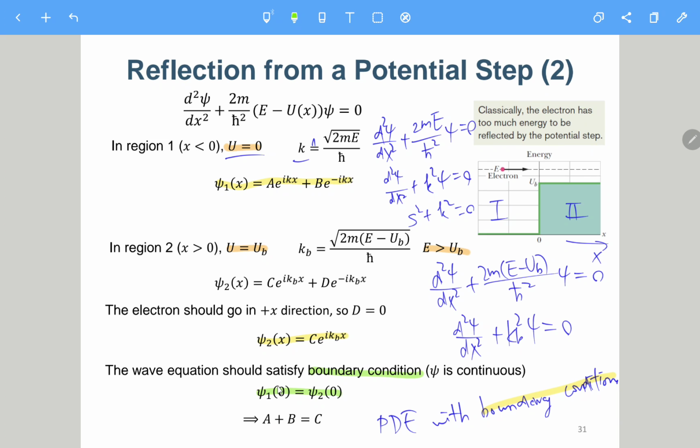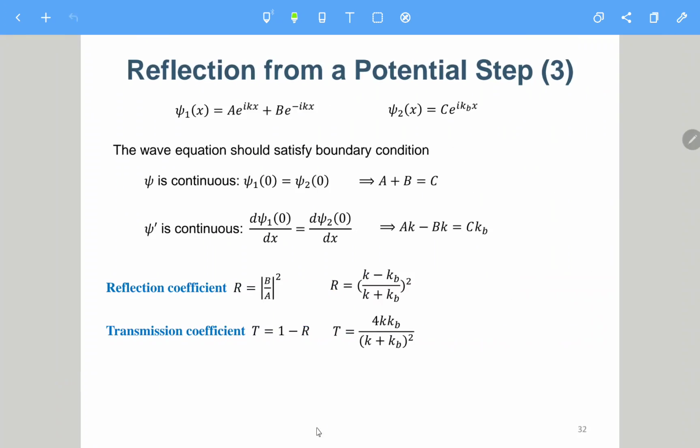So if we plug in 0 here, exponential to 0 is 1. So we have a plus b on the left side. And then for phi 2, when we plug in x to be 0, this is 1, so we have c on the right side. So we have a plus b equals c. This is the first boundary condition. And of course we still need another one.